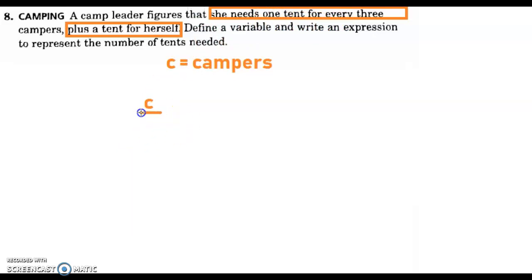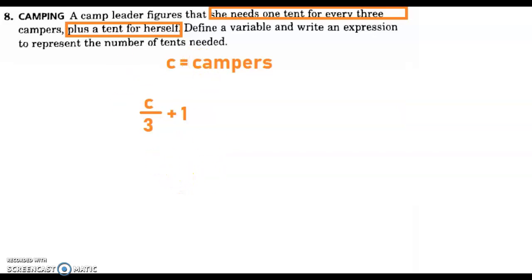Like some of us want to think that we need to multiply here. She needs 1 tent for every 3 campers. But really, if you think about it, if I have 3 campers, I need 1 tent. So I'm dividing, right? I'm dividing it by 3. So I need my campers divided by 3. And then at the end of it, I need to add the plus a tent for herself. That means I need to add 1 tent. And this is going to be my equation to figure out how many tents I need.